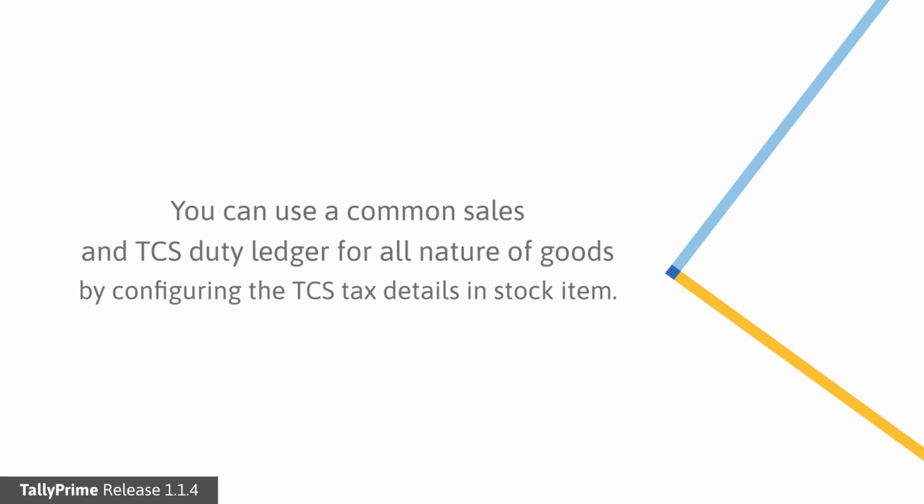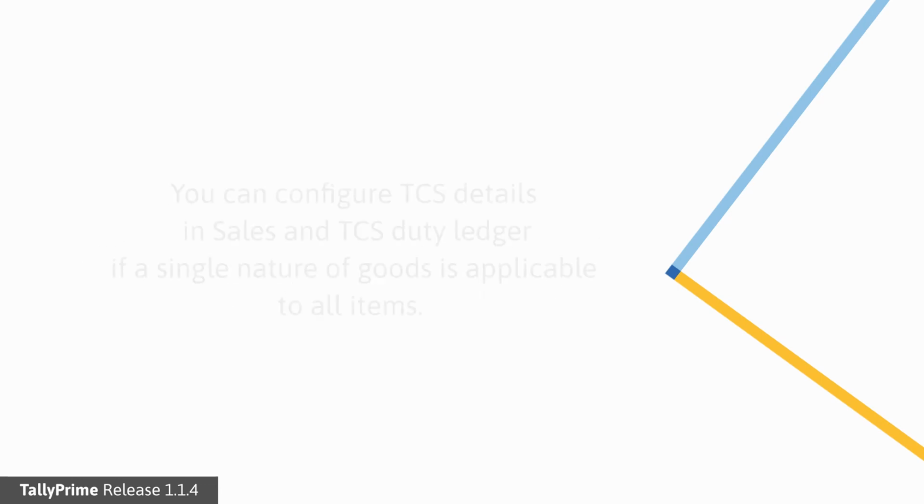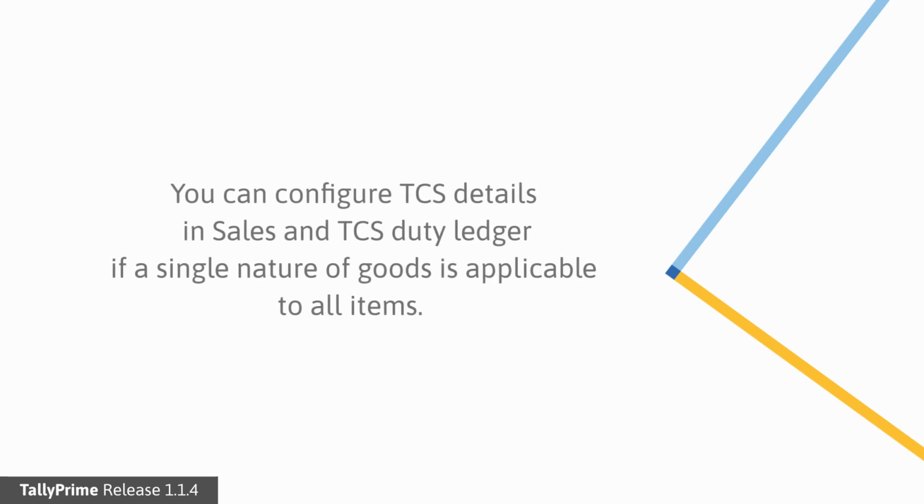TCS will be calculated based on the TCS details defined in respective stock item master. If you are dealing with the single nature of goods and have multiple stock items under the single nature, then you can define the TCS details in TCS sales ledger and tax ledger. The same TCS sales ledger and tax ledger can be used for sale of all items, and tax will be calculated based on the details defined in respective ledger master.